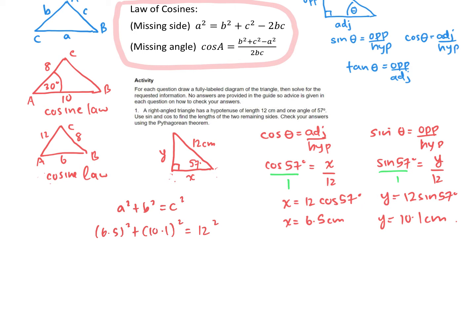6.5 squared plus 10.1 squared has a value of 144.26, and we would have to square root, and that works out to be approximately 12 and a little bit. Let's see, 12. So it's not always exact, and the reason is because we rounded. When we found X and Y, we rounded our values, so we won't have an exact value, but we'll be pretty close. So it's 12.01. So it does check with the Pythagorean theorem. So that's just basic right angle trig.